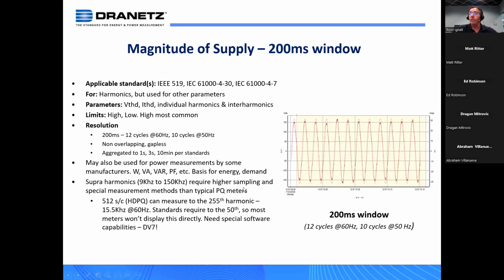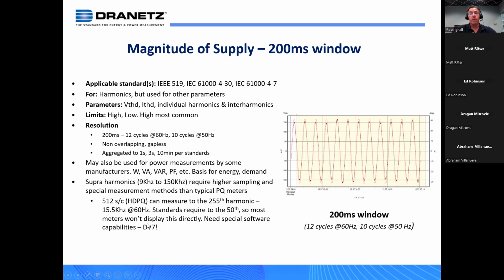So they do require higher sampling and special measurements than typical PQ meters, but if you have a meter, certainly like the Dranetz HDPQ, it samples and digitizes at 512 samples per cycle. If you do the math, that takes you out to the 255th harmonic. Bear in mind that these standards over here, with the exception of supraharmonics, go to the 50th harmonic. So you can see this is a much wider frequency range than is required, but it does overlap. When you look, this is about 15.5 kilohertz at 60 hertz. So that is within this range. It's the lower end of the supraharmonic range.